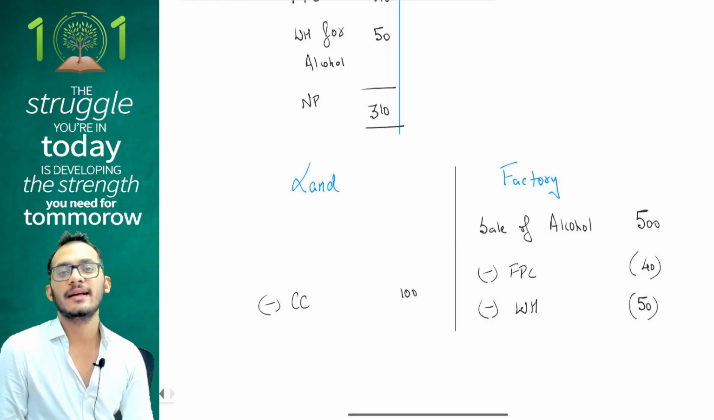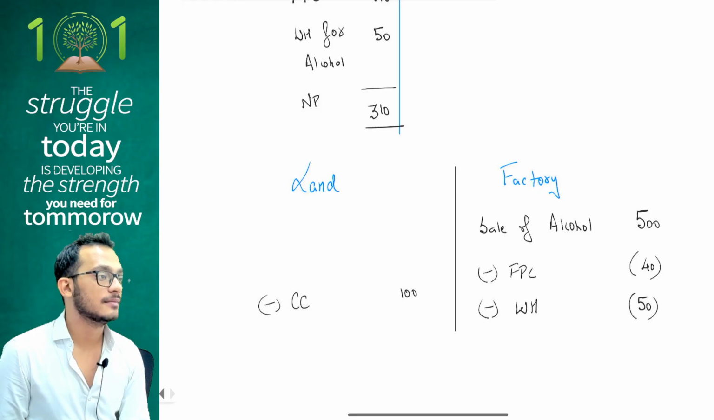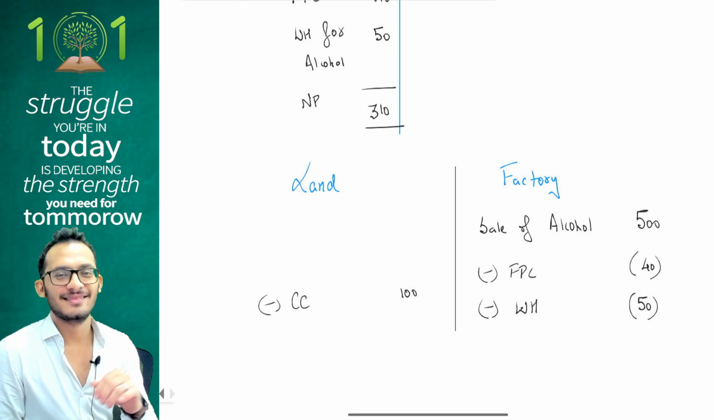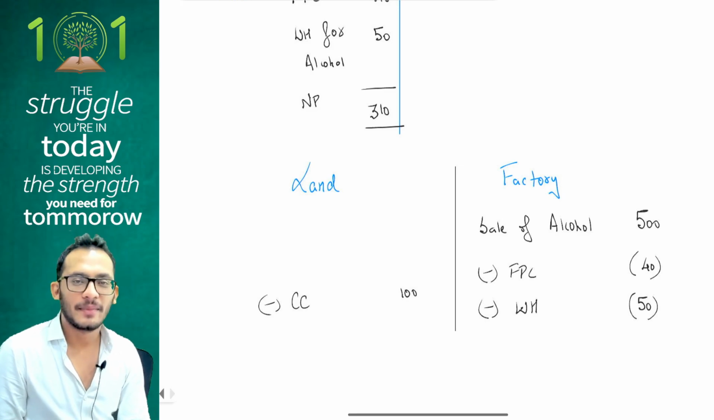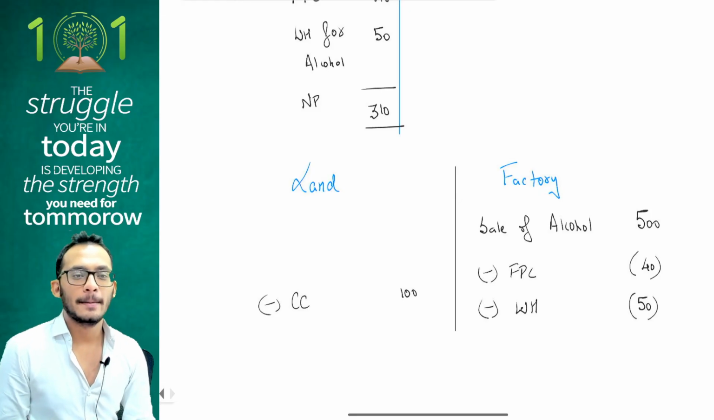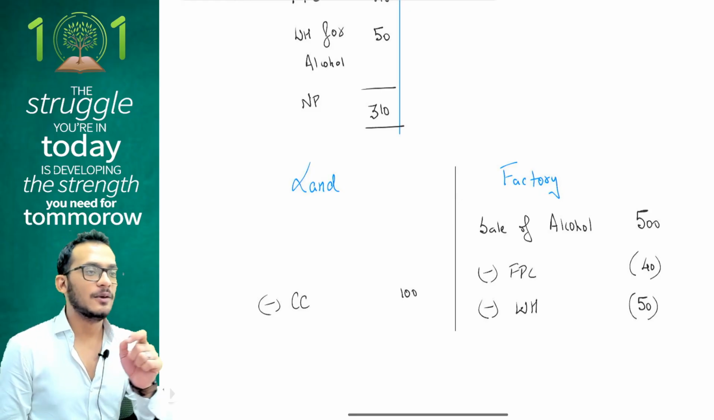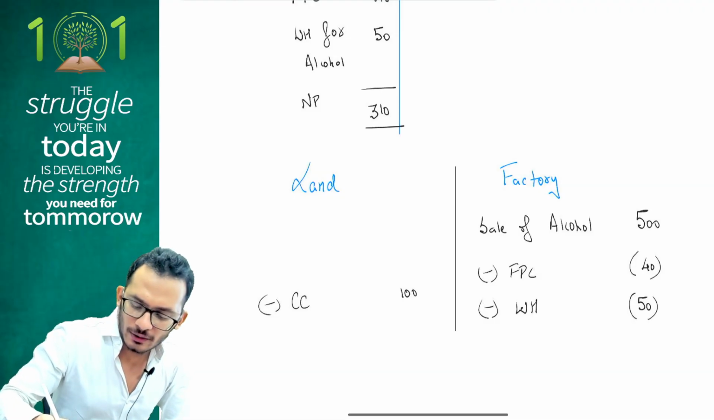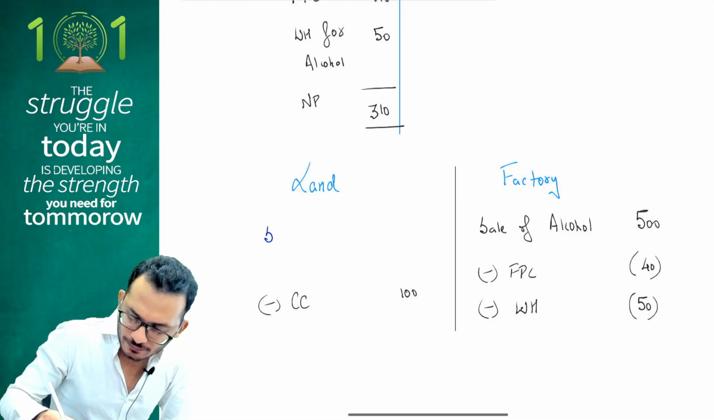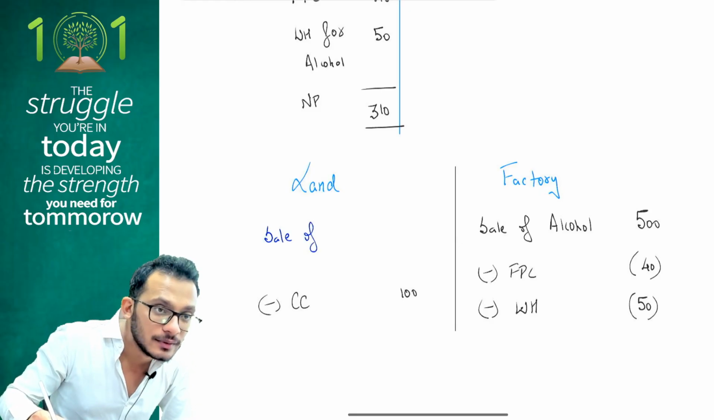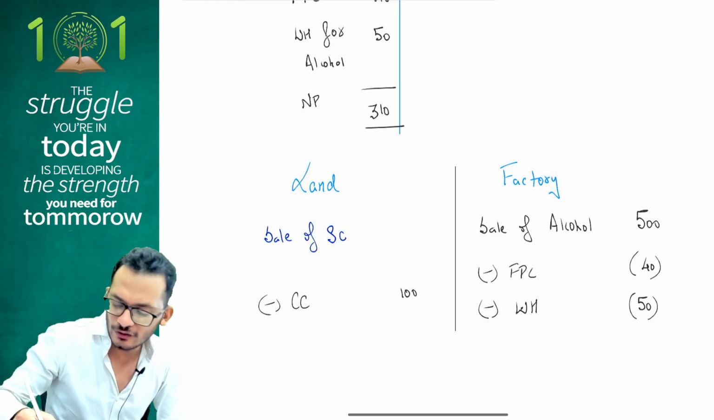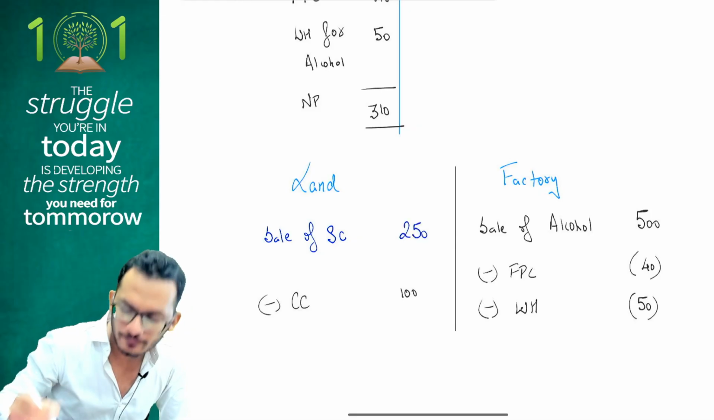market value. In income tax we call it FMV, fair market value. Yes or no? Yes. So land is going to go to the market and sell it at FMV. What is land selling? Sugarcane. Land is going to sell sugarcane at fair market value, assuming the fair market value is 250.